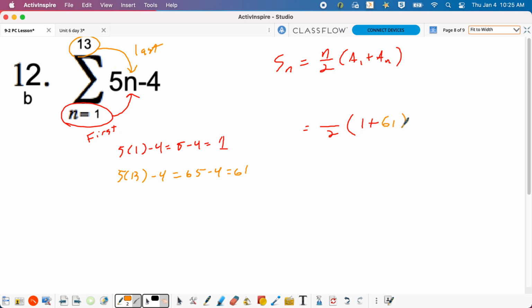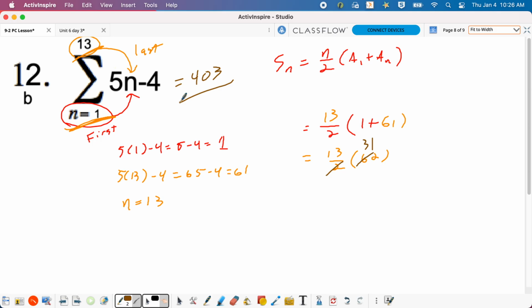If I start counting at 1 and I count up to 13, from 1 to 13 is 13 terms. Starting at 1, if you have to count on your fingers, up to 13 is 13 terms. So I'm going to go 13 over 2 times 62. Because I like to, I'm going to cross cancel. 2 goes into 62 31 times. 13 times 31 is 403. So the sum from n equals 1 to 13 of 5n minus 4 is going to be 403.